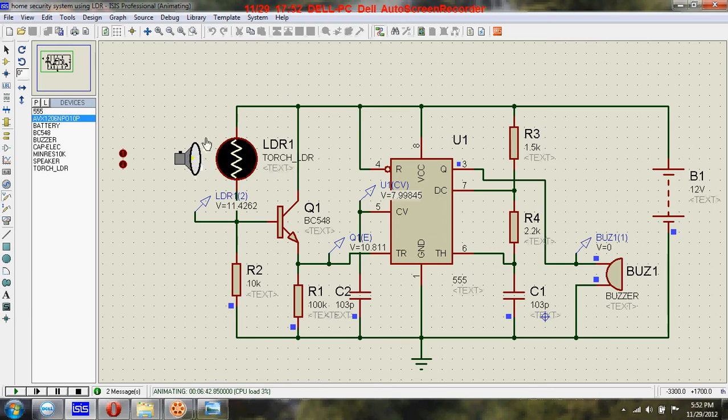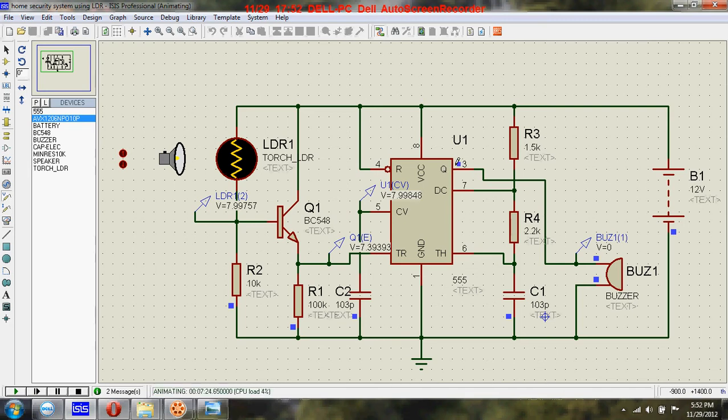So as we move this source of light away from this LDR, or as the light is intercepted by a person or anything, then the voltage will decrease. This voltage will decrease, see, right? And you will see here the voltage changes also, right? You can see.